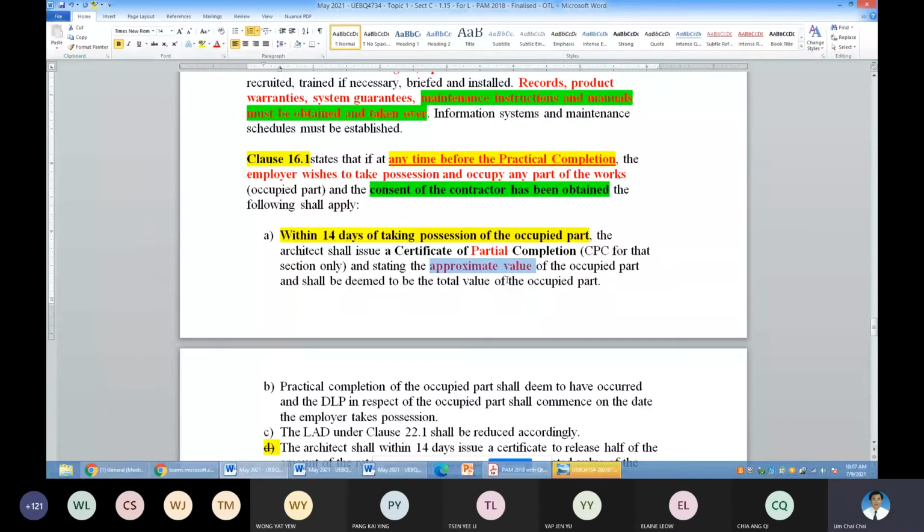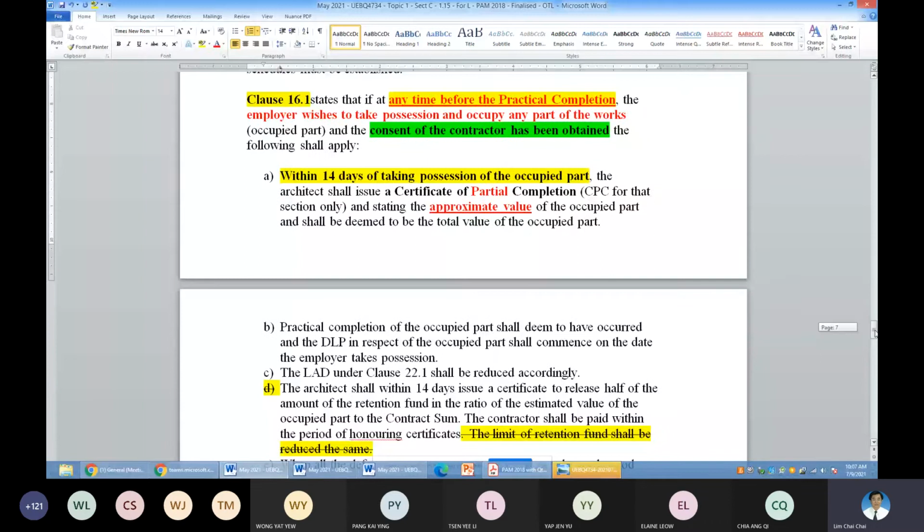The purpose of this valuation is to identify the retention sum to be released, because at any time when there is a CPC issued, whether it's partial or completed practical completion for that particular area, the retention sum will be reduced, or released. 50% of that particular work has to be released. So this is important. Then the DLP for that particular section will commence. You're assuming that that small section is another project.